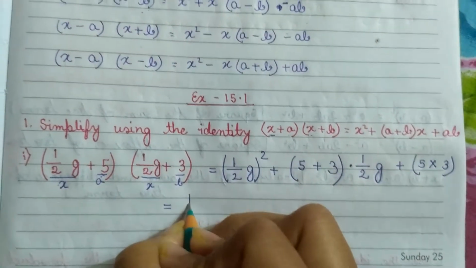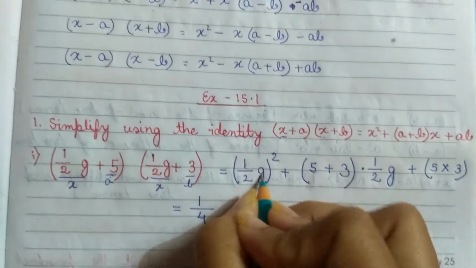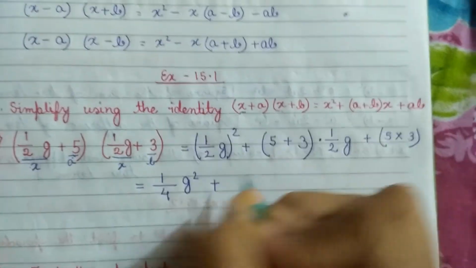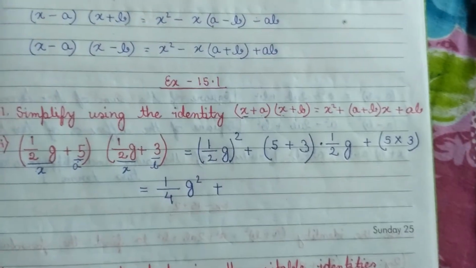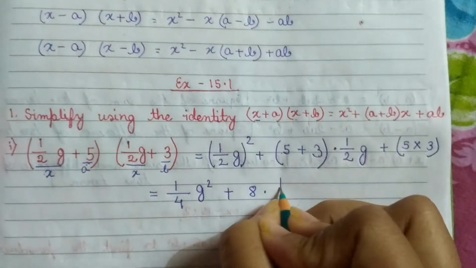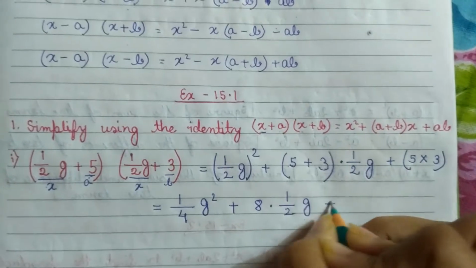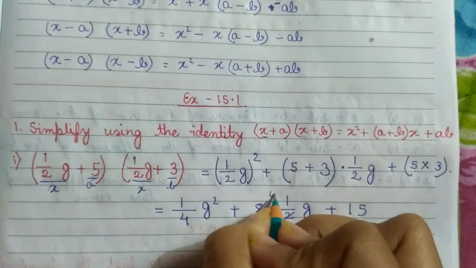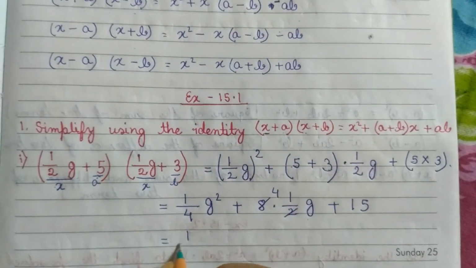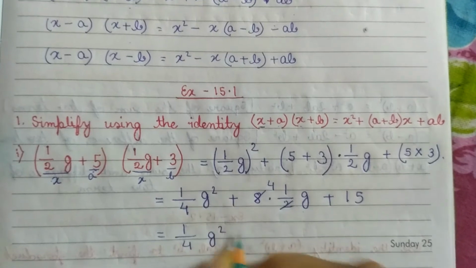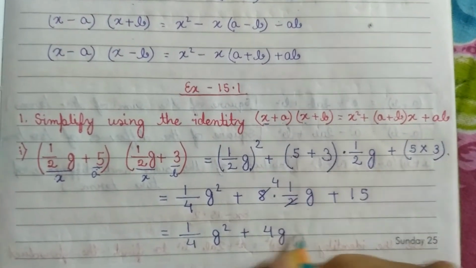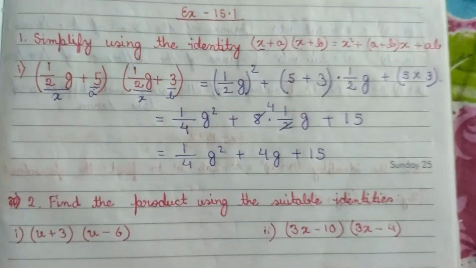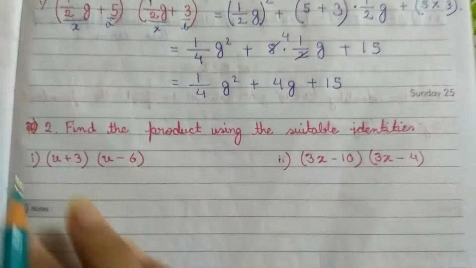1 square is 1, 2 square is 4, and g square is g square. Every number we have to square. Plus, 5 plus 3 became 8, so 8 into 1/2 g, plus 5 into 3 is 15. Now 2 and 8 will be cancelled out and we get 4. So we write 1/4 g² + 4g + 15. This way you have to solve to find your answer. The same way we will do other maths also.